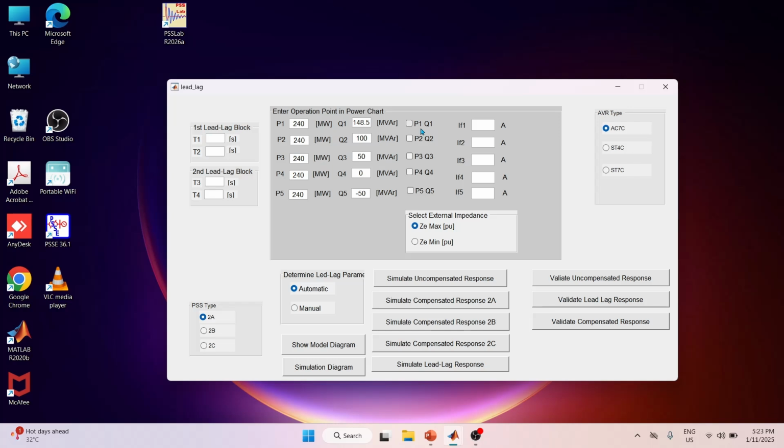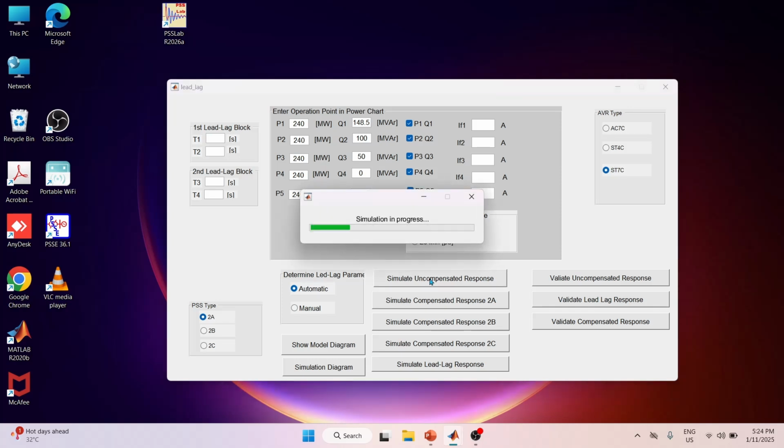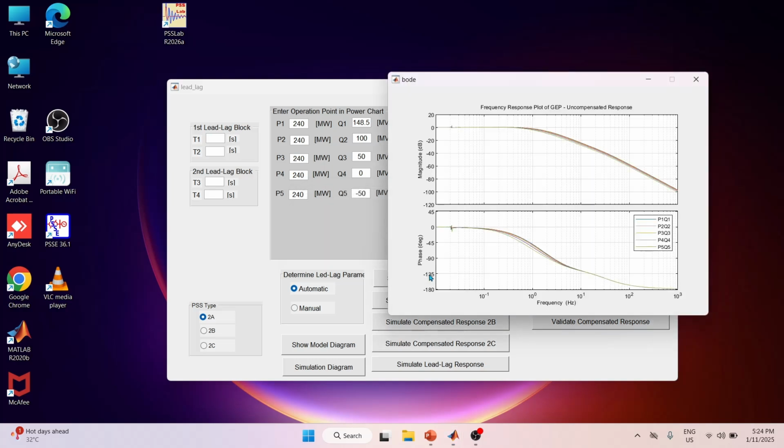Then here we confirm the operating points for which the simulations will be performed. So I select now all of these operating points. And then I select the AVR type ST7C, and finally I can click on Simulate Uncompensated Response. Let me first close the frequency response plot and focus on the results of the obtained field currents.